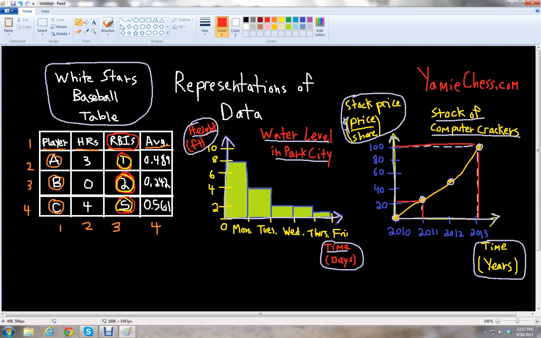So let's say we want to count the total number of RBIs out of players A, B, and C. Then we see player A has 1, and then player B has 2, and then player C has 5. And so we add all those together and get 1 plus 2 is 3, and 3 plus 5 is 8. So we have 8 RBIs total.